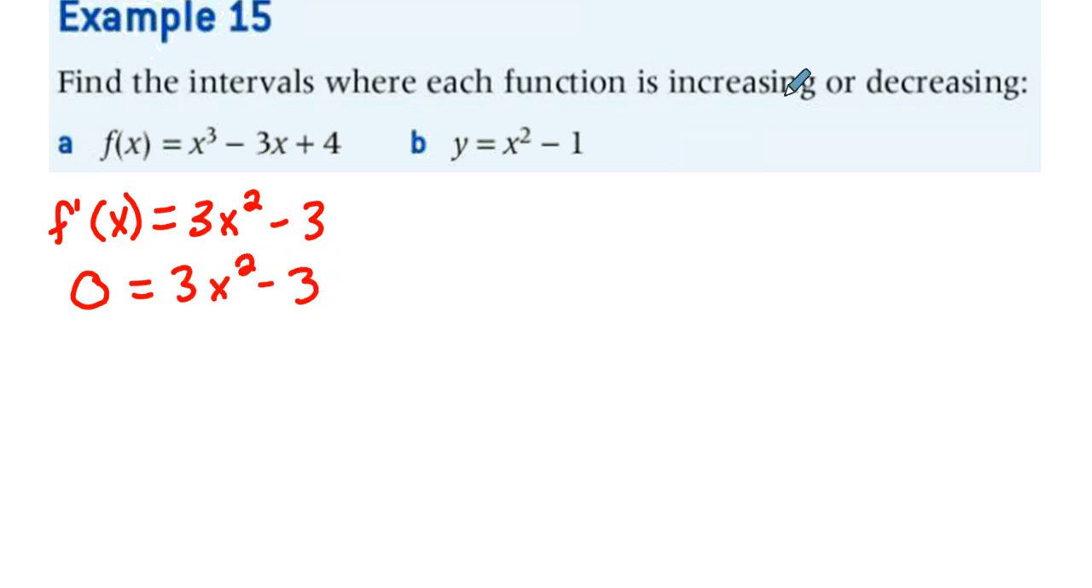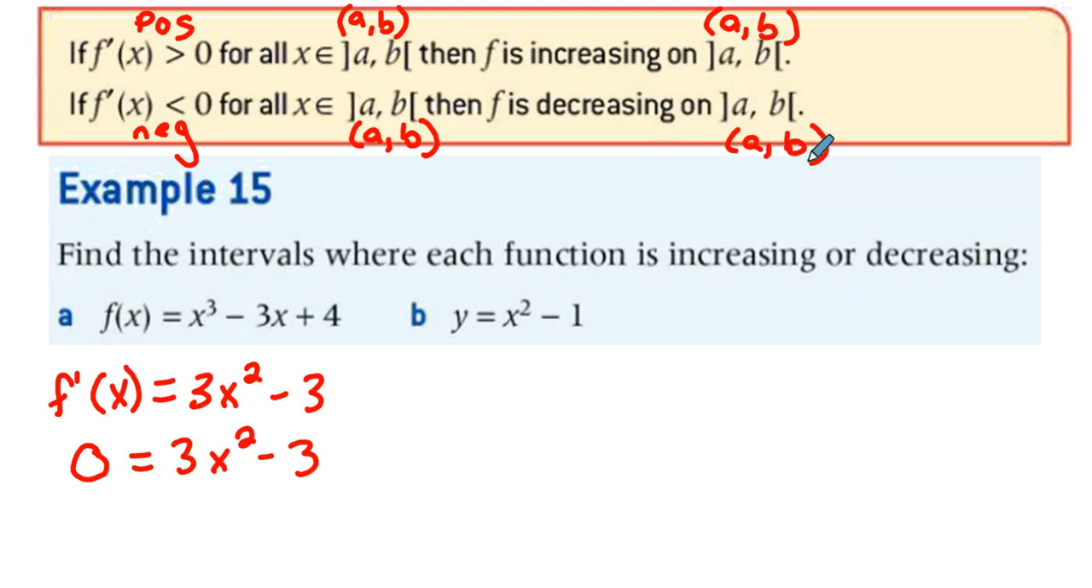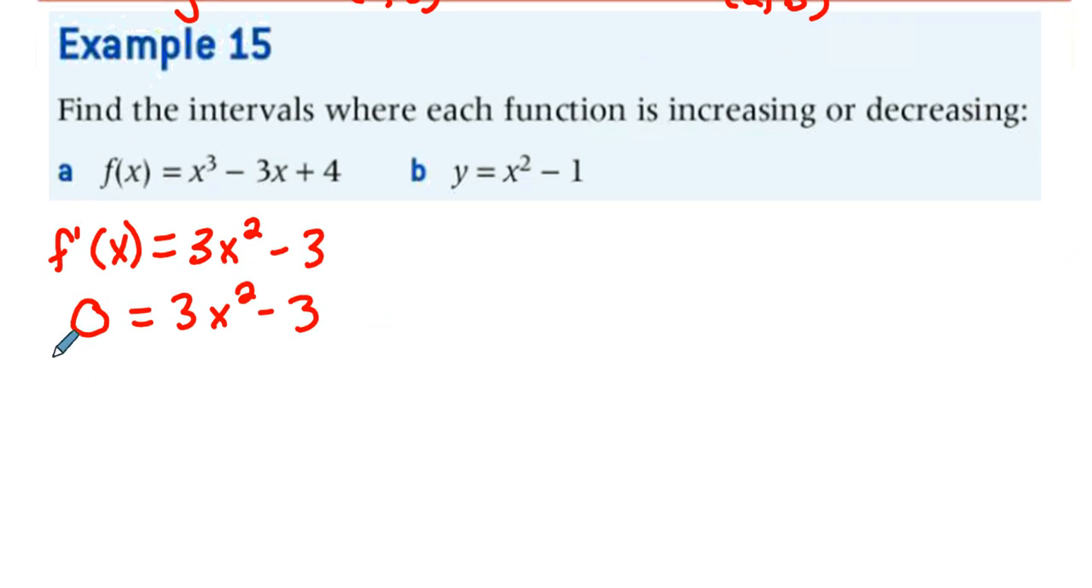So I set my derivative equal to 0 there. So please go ahead and solve for x. What you're finding is these points of inflection, which is talking about where increasing and decreasing is changing. So go ahead and solve that equation.